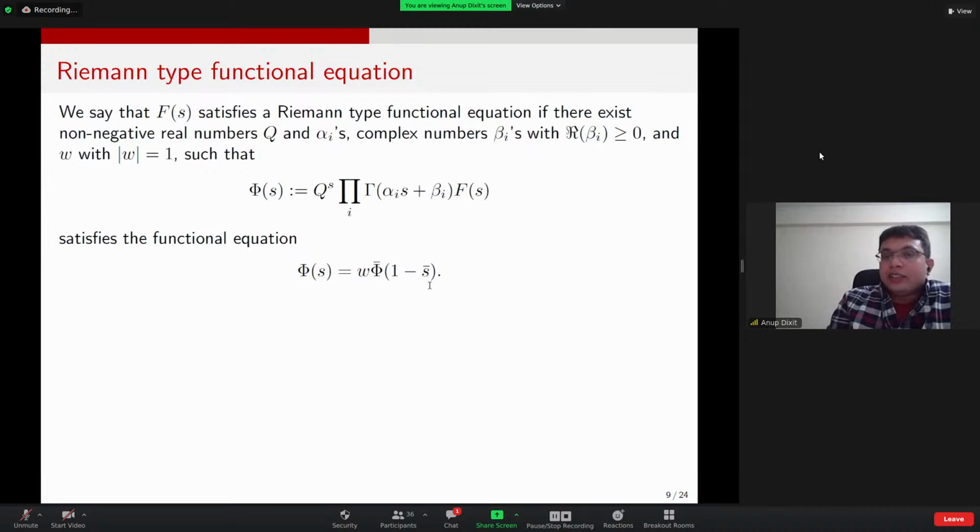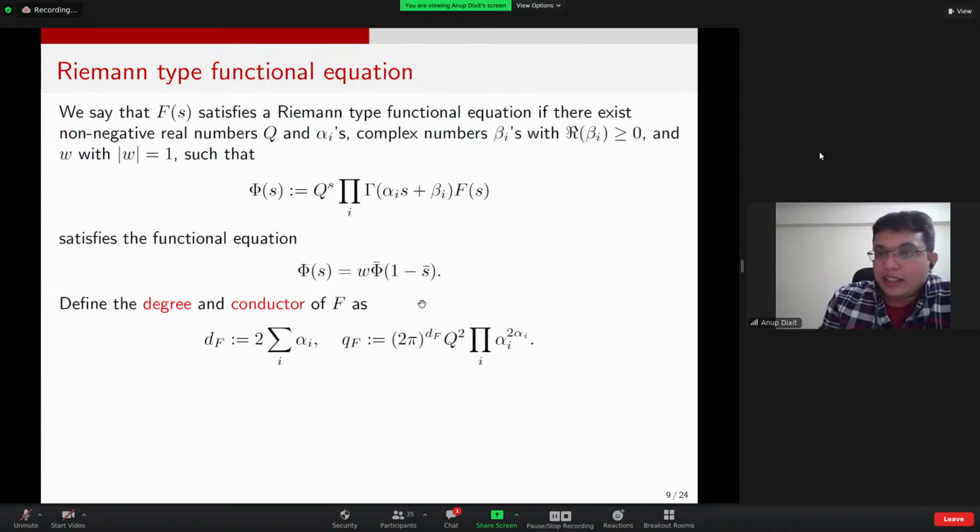This is a very similar looking functional equation to that of the Riemann zeta function. Then we say that the function satisfies a Riemann type functional equation. And if it does, then there is a way to define degree and conductor. As we saw in one of the previous talks today, the degree is defined as twice the summation of all these alpha_i's. This is a finite sum. And the conductor q_f is defined as the following: 2 pi to the d_f, q squared, product of alpha_i to the 2 alpha_i.